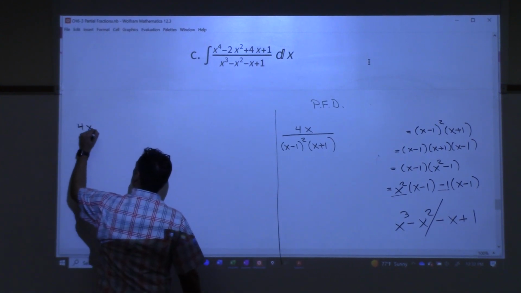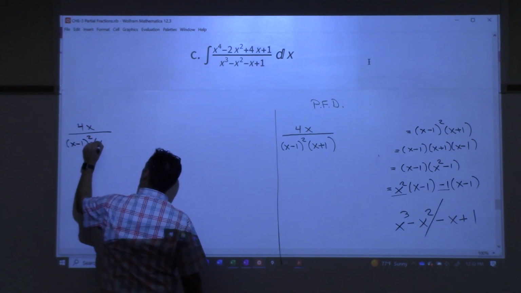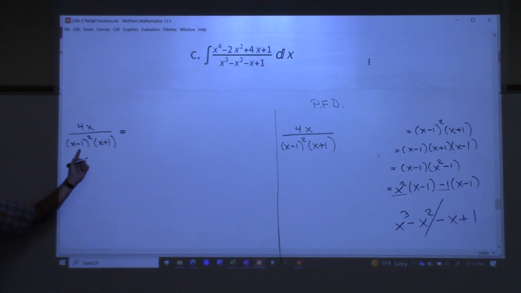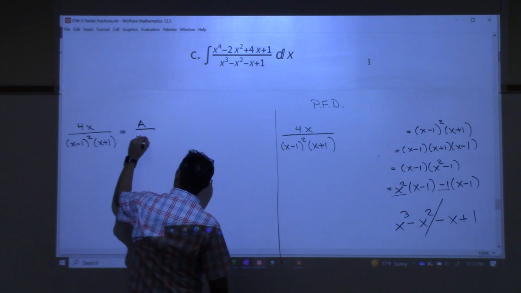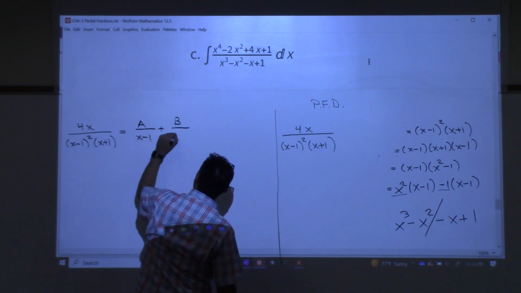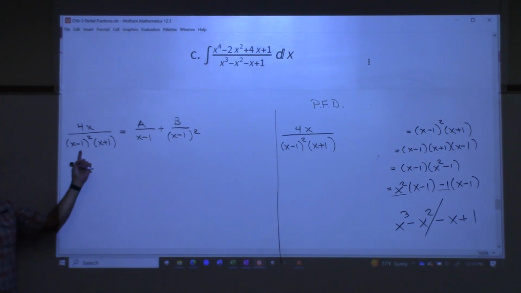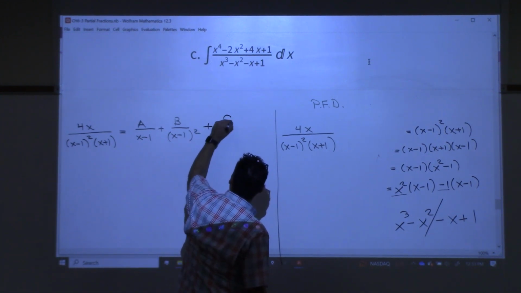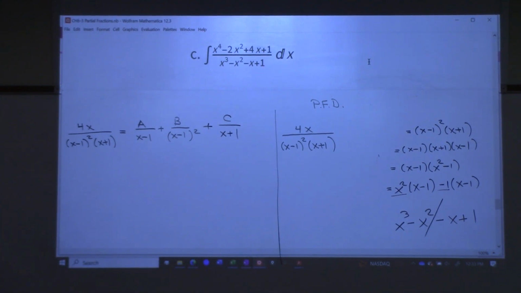Continue over here. 4x over, let's see, x minus 1 squared x plus 1. All right, now I look at the denominator. First, I have a repeated linear factor. So I'm going to need an A on top of x minus 1, then a B on top of x minus 1 squared. Right, that's what I do with the repeated linear factor. Then I have another linear factor. So I put plus what? C over x plus 1. There we go. That's the setup.